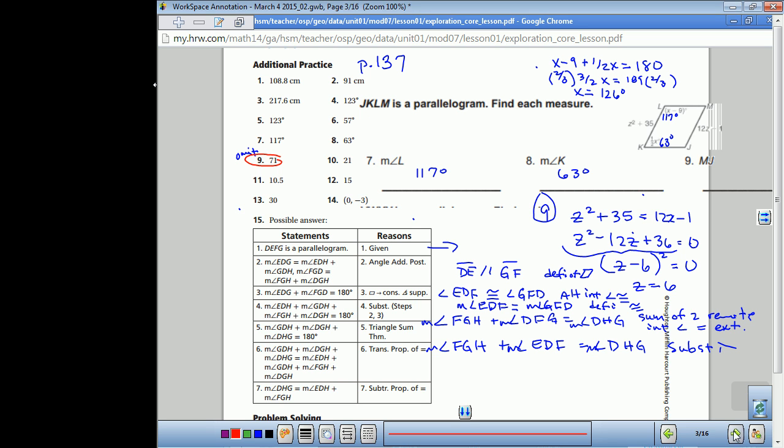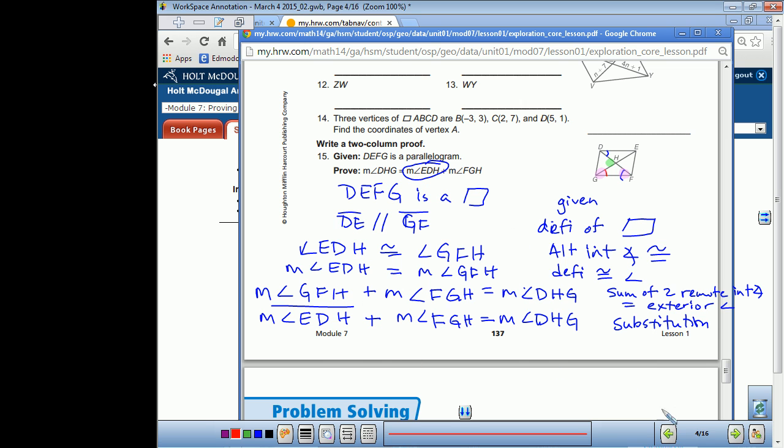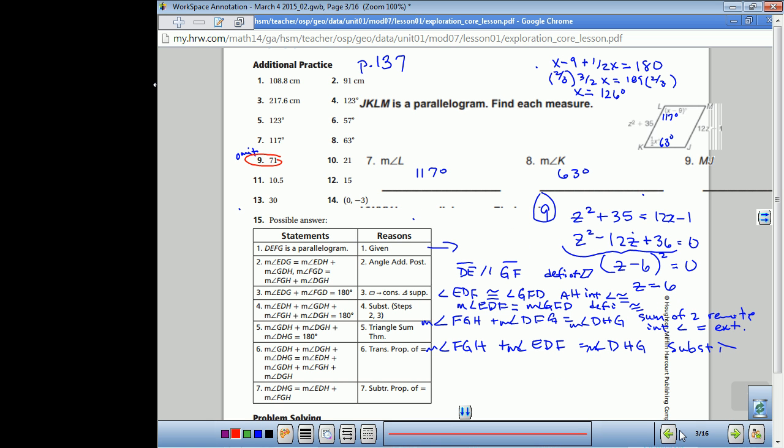Alright, take a look at 1 through 14. I've got 15 rewritten over here where it's neater. So take a look at 1 through 14 and then we'll talk about the proof for number 15 in a second.